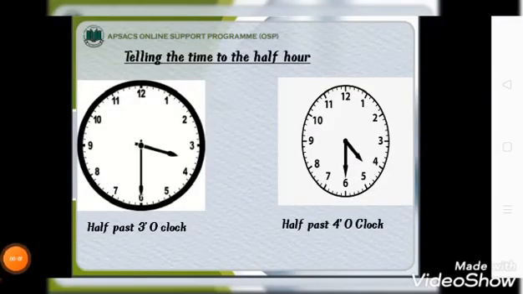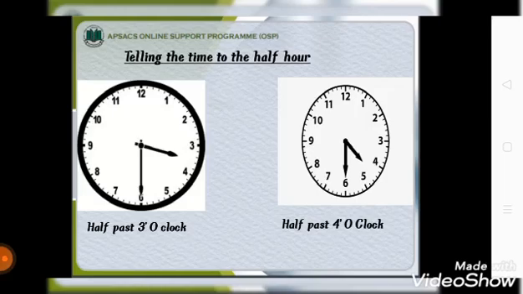Telling the time to the half hour. In the first picture, you can see the small hand is in between 3 and 4 and the long hand is on 6. The time is 3:30 because the minute hand comes from 12 to 6. It is a half round of a clock. It is called 3:30.